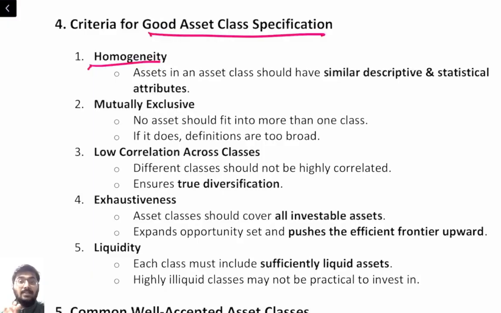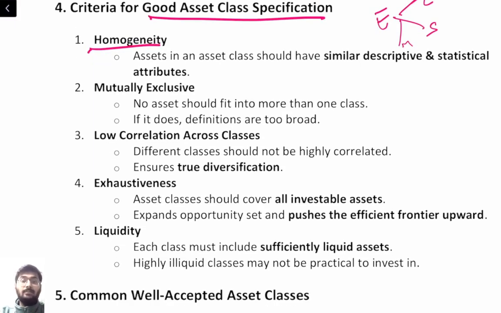Like large cap stocks behave differently versus small cap stocks. Clear? So they may be a separate subclass. They are part of equity, but still there are large cap, mid cap and small cap, still there are subsets. Clear? Then an asset should belong to only one class.